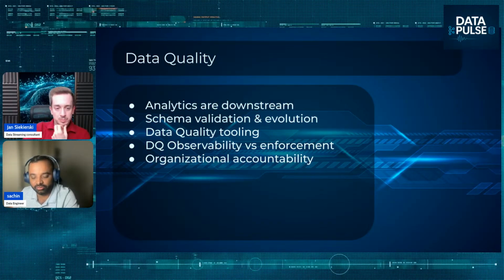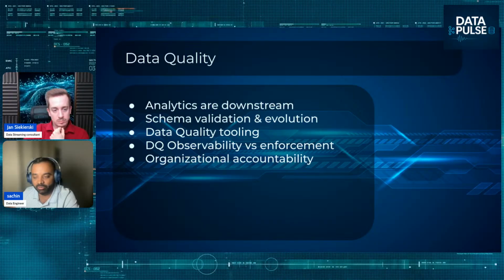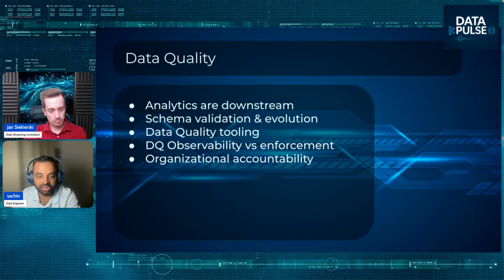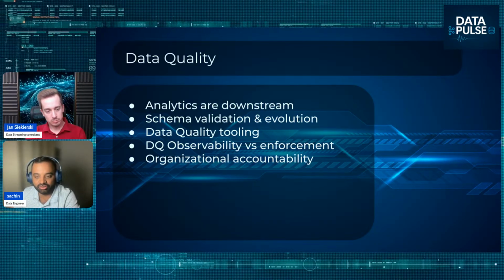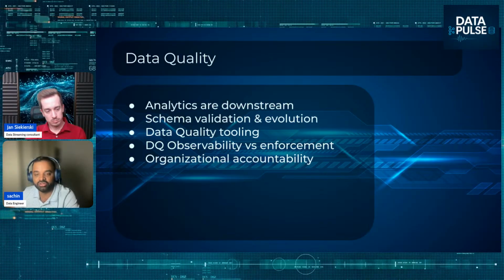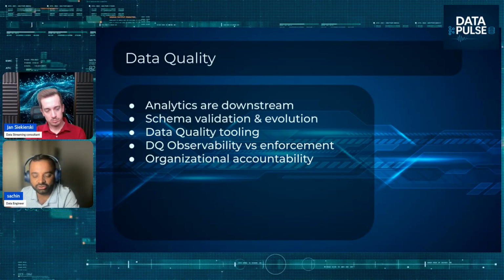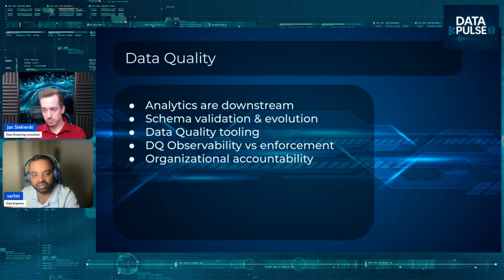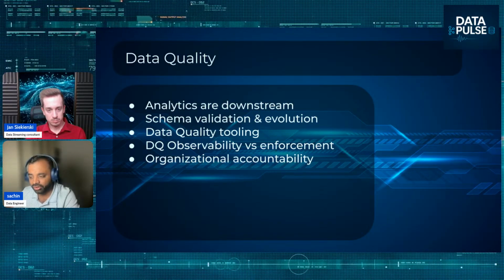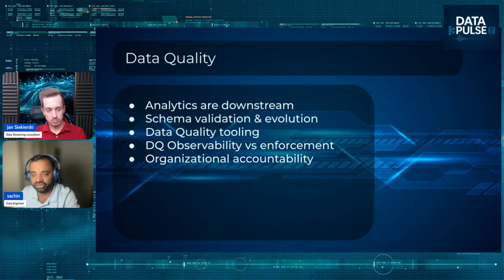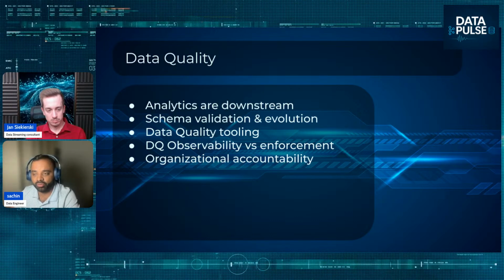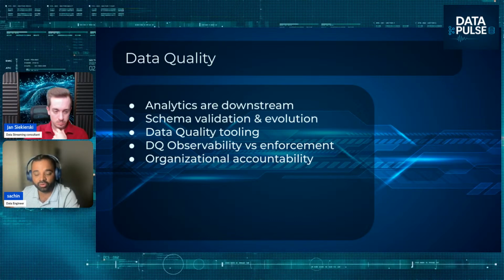Coming to data quality, data quality is pretty important in the analytical world, especially. I'm not saying it's not important in operational, but it is significantly important in the analytical world, because CXOs make decisions using this data. So analytics are downstream. If you make any changes in your upstream and you do not propagate that into the downstream, your downstream will be broken.